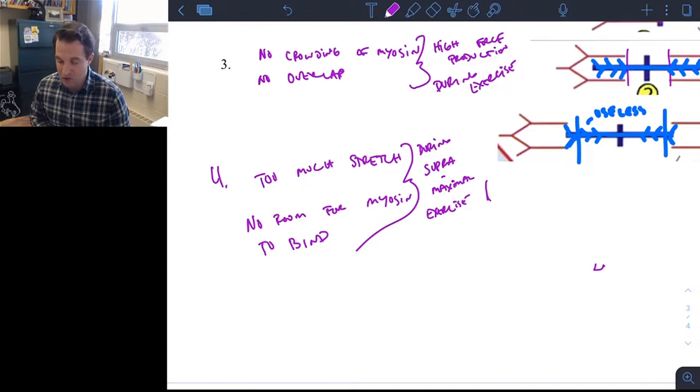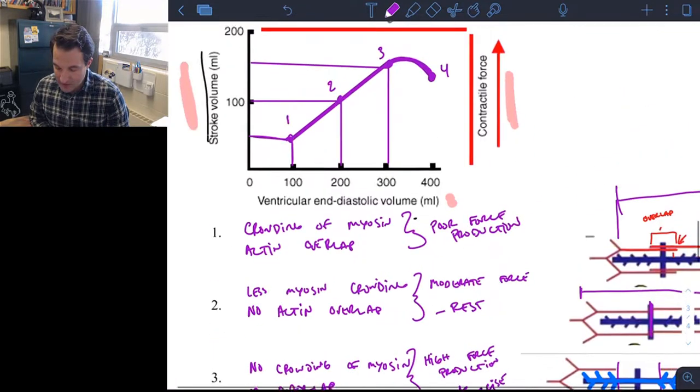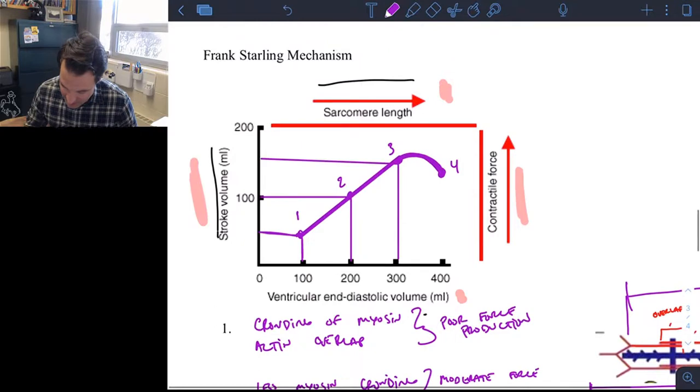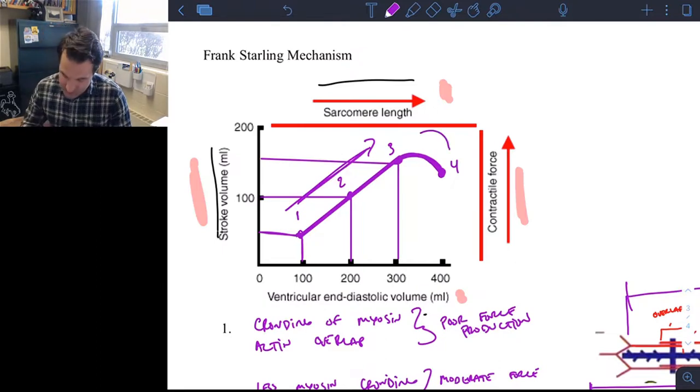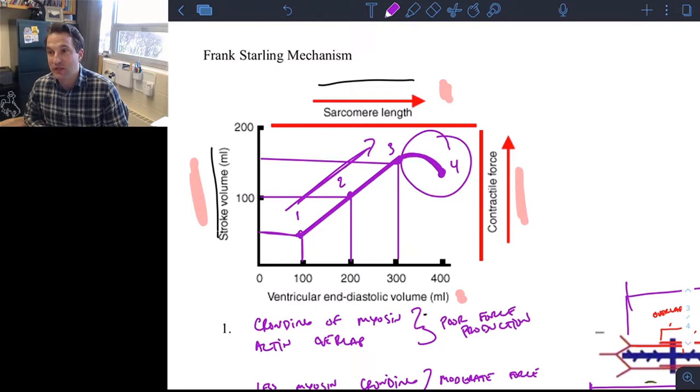So we don't want to stretch these too much. The Frank-Starling mechanism, what this is telling us is that as we increase our end diastolic volume up to a point, we get more ejection. We get more blood ejected. And that's a good thing if we're moving from rest to exercise. However, we also have to know with this that you can get too much of a good thing. Too much stretch is going to result in a lower stroke volume and less contractile force overall.